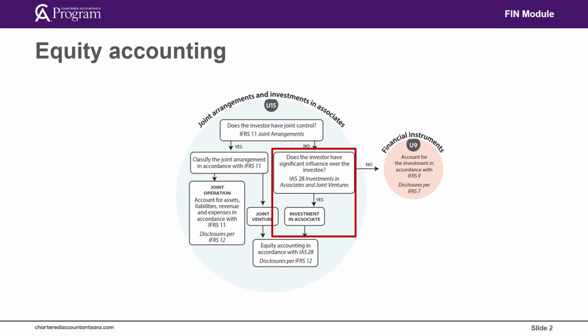On the right-hand side is the other major focus of this unit, which is investments in associates. This is when the investor, for example, has a 30% interest in another entity and gives rise to what we call significant influence. Ultimately, the diagram tells us that regardless of whether it's an investment in an associate or a joint venture, we apply equity accounting in accordance with IAS 28. We will now provide a brief overview on how to apply the equity method of accounting.